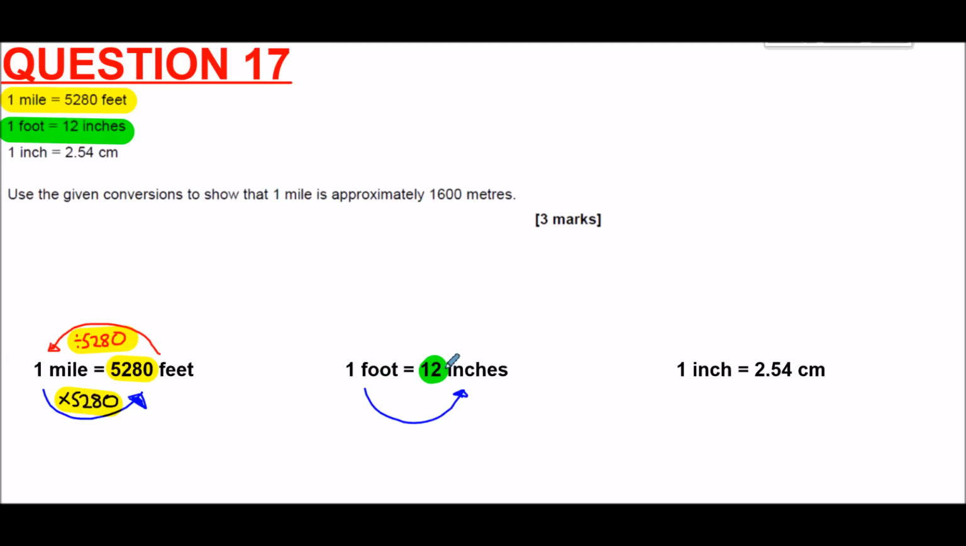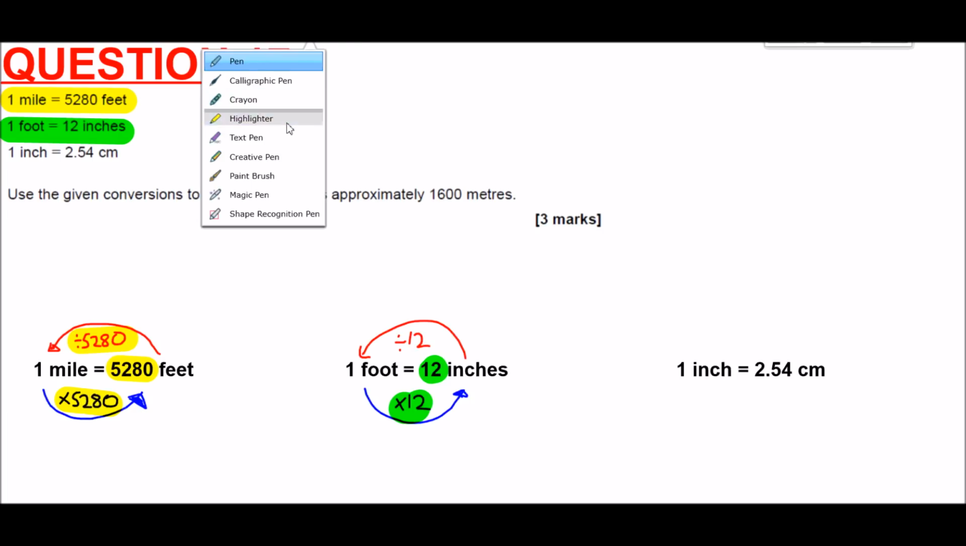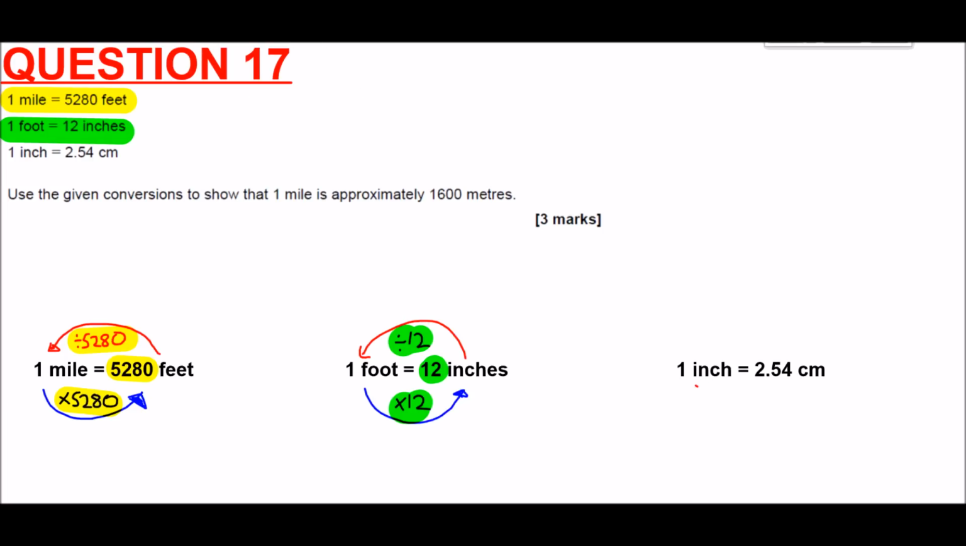To change from feet to inches, going from a small number to a big number, we'll be multiplying by 12. Going the other way, therefore, from inches to feet, going from a big number, 12, and making it smaller, we'll be dividing by 12. And exactly the same idea for inches and centimetres. Inch to centimetre, we're going to times by 2.54. Going the other way around, from centimetres to inches, we'll be dividing by 2.54.